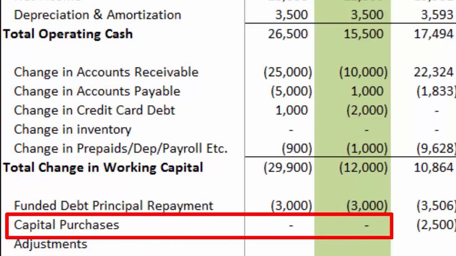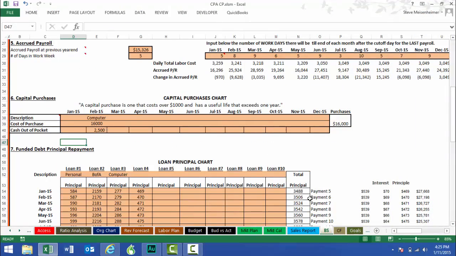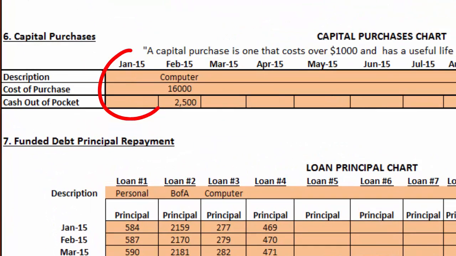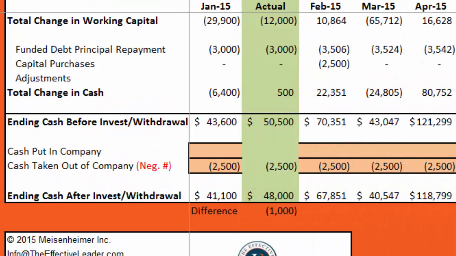Capital purchases are those large purchases that cannot be expensed in a single month and must be depreciated over time. But when the purchase was made is when it impacted the company's cash. As you can see here on the Balance Sheet tab, there were no purchases expected or actually made this month.